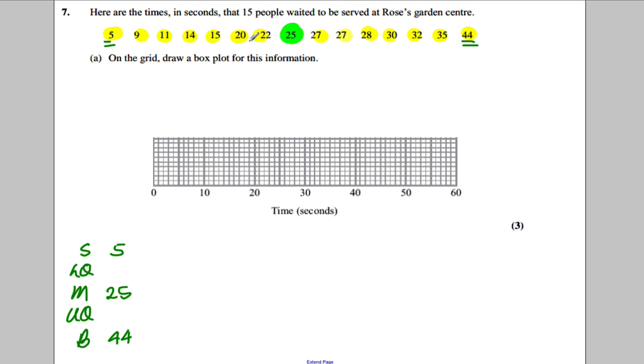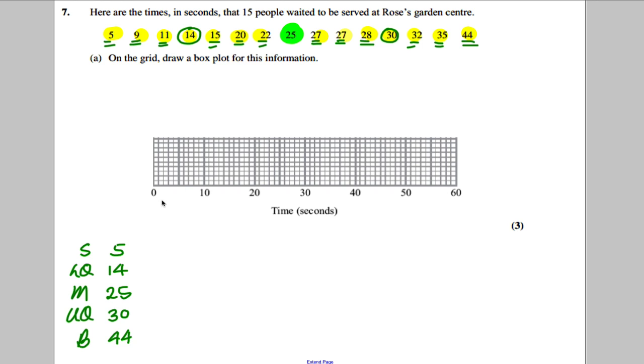Now the lower quartile is the middle of these numbers. So it's not the first, not this, not this, not this, not this, not this. It's this 14. So that's that. And the upper quartile is the middle of the yellow, not this, not this, not this, not this, not this, not this, that one there. So it's 30. And all we've got to do is plot the thing now.